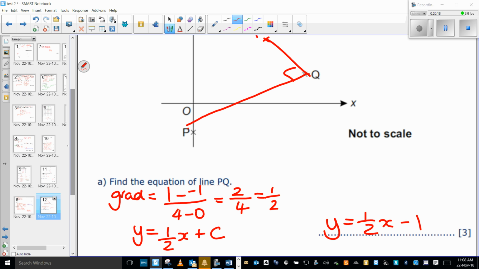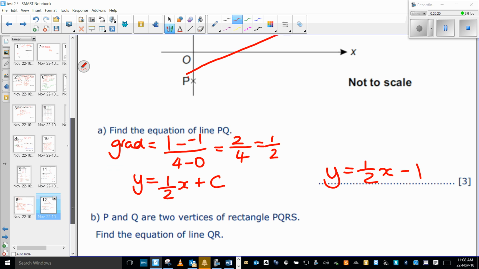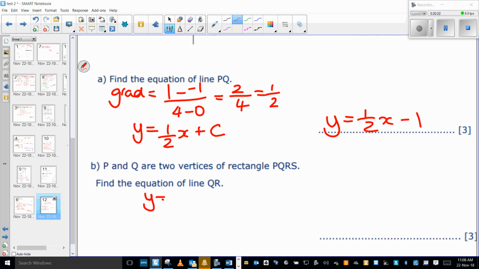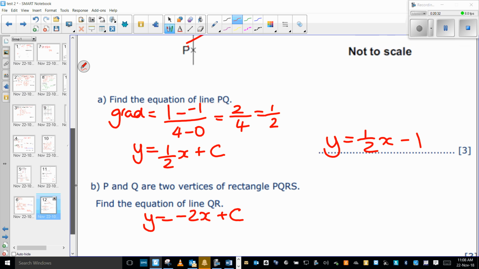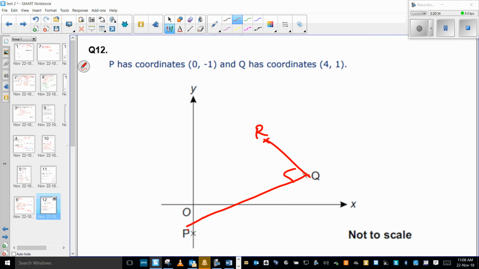Yeah. So if you had a gradient of 1/2, which is what it should have been here, then the perpendicular gradient will be -2. So again, the equation starts y equals -2x plus c. We don't know point R, but we do know it has to go through point Q. So we know the coordinates of point Q, so we would substitute those values in. So we would substitute 4 and 1.